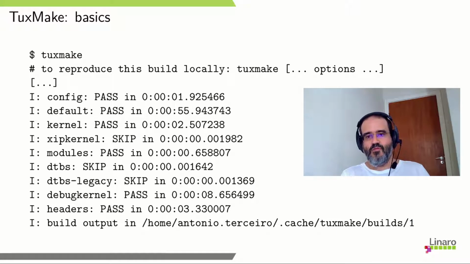Recapping the TuxMake basics, TuxMake is run inside the Linux kernel tree, and you can just type tuxmake, and it will do a default build. By default, it will build for the same architecture you're running locally, and it will build a list of default targets. At the end, it will leave the output in a build directory where you will find the kernel image, the modules tarball, and other artifacts from the build.